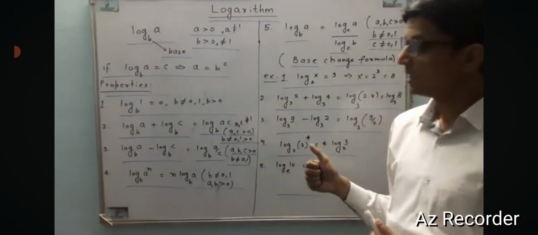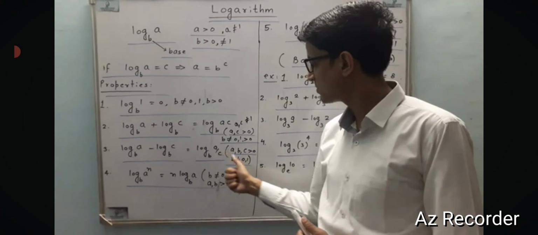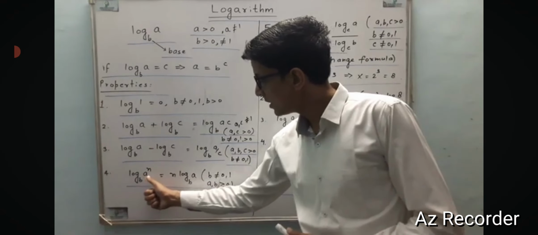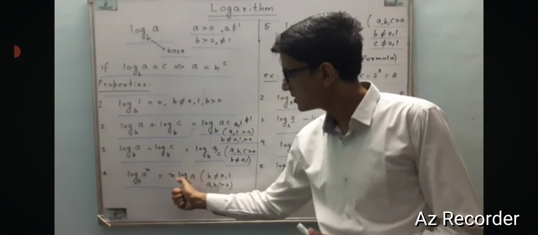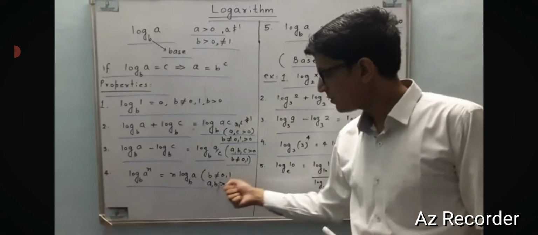Third is log a to the base b minus log c to the base b. This is log a by c to the base b under the same domains. If we have log a raised to power n to the base b, then this exponent comes out and it can be written as n log a to the base b. We assume that a and b are positive.